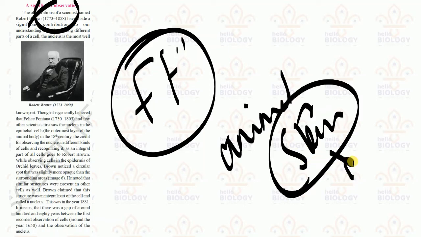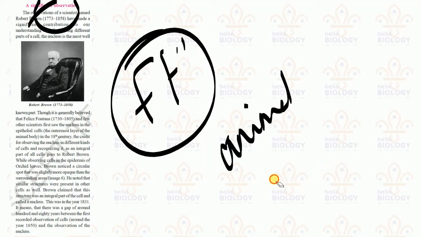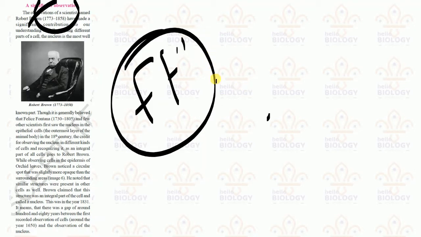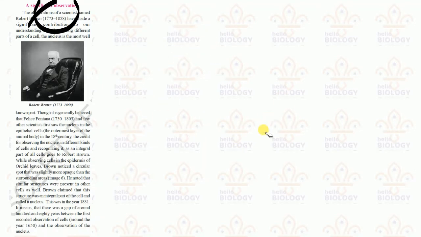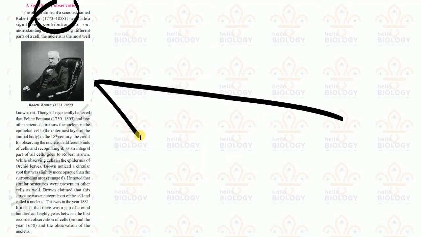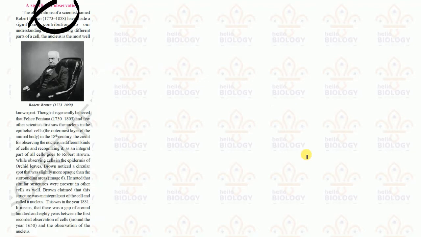From the skin, epithelial cells are present. From those epithelial cells, this person observed the cells. At the time it was not clearly given, but the credit for observing the nucleus in different kinds of cells and recognizing it as an integral part of the cell actually goes to Robert Brown only. He gave a clear idea about the nucleus while observing the cells in the epidermis of orchid leaves.